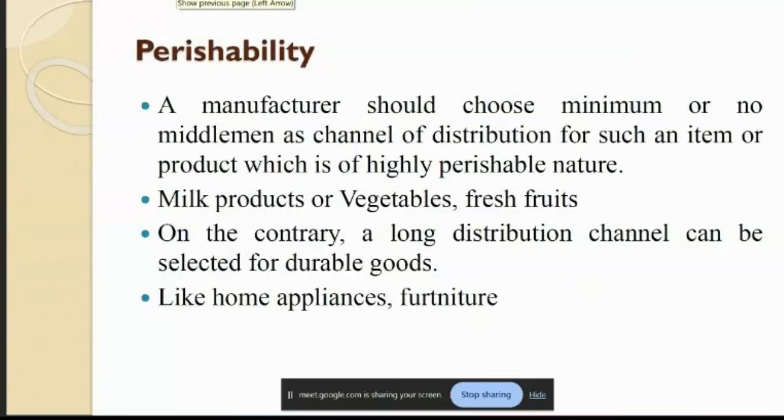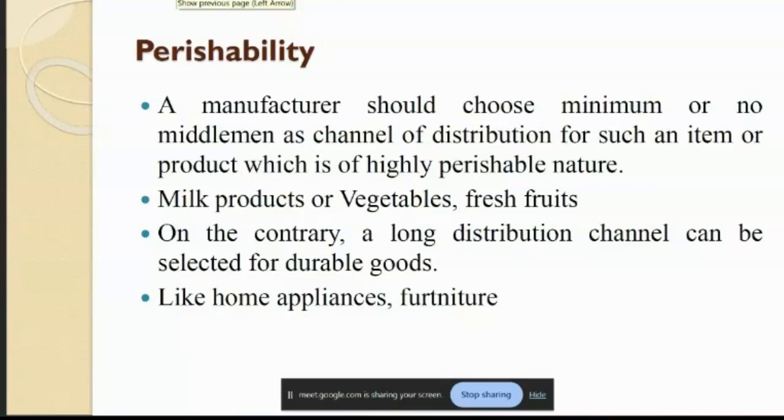Third is perishability. Perishability means how early a product gets perished. For example, vegetables, fruits, milk products, dairy products. They will always perish very soon. So if you choose a long distribution network, most of the time the product will get damaged in the distribution process only.